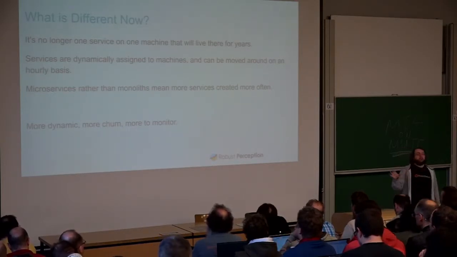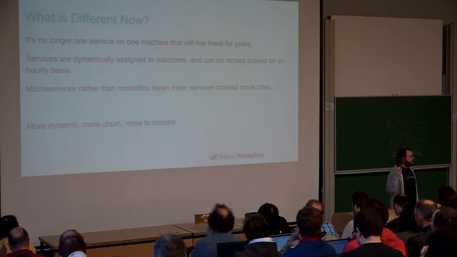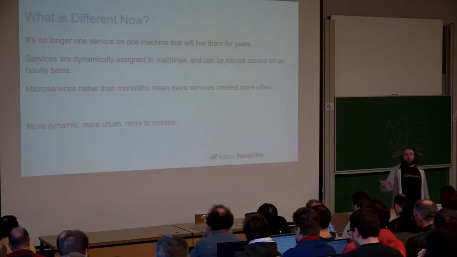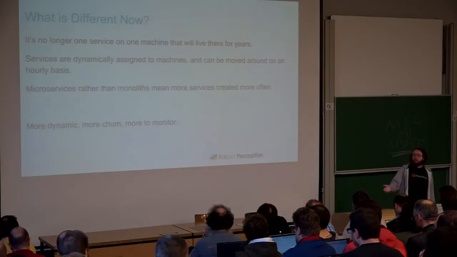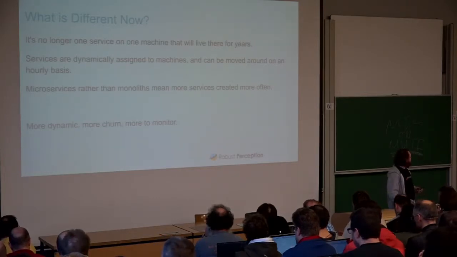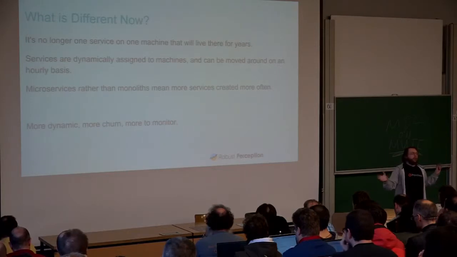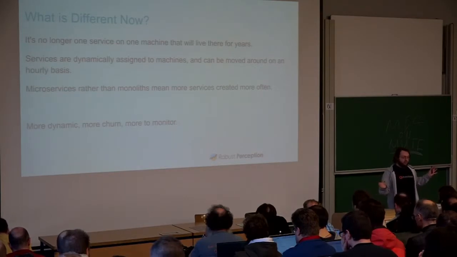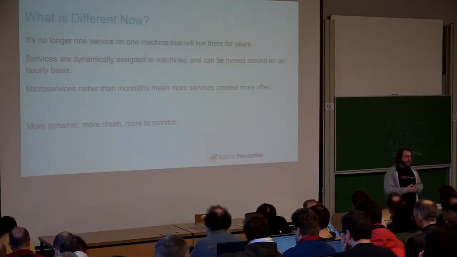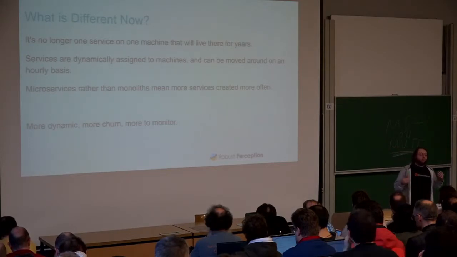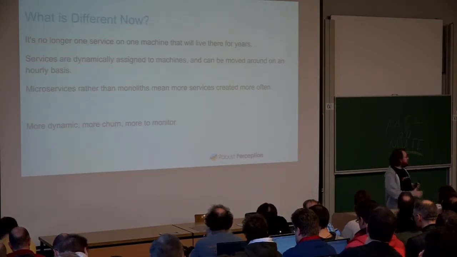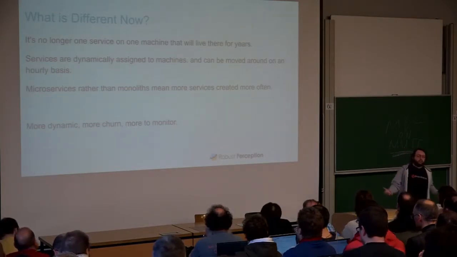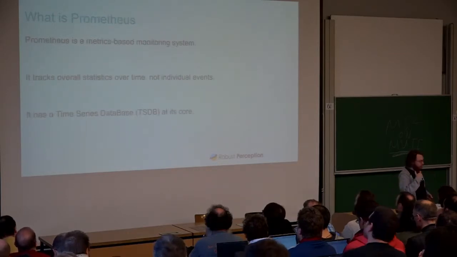Instead, we're in a world with systems like Docker and Kubernetes where services are dynamically assigned to machines, and those can be moved around on an hourly basis due to auto-scaling or new releases or anything else like that. We're also moving from a handful of monoliths to tens, or if you're really lucky, hundreds of microservices. This means not just more dynamic services, but far more of them. The overall result is a much more dynamic system, where things are churning and moving around a lot more, and there's much more to monitor. So that's different, and more difficult.